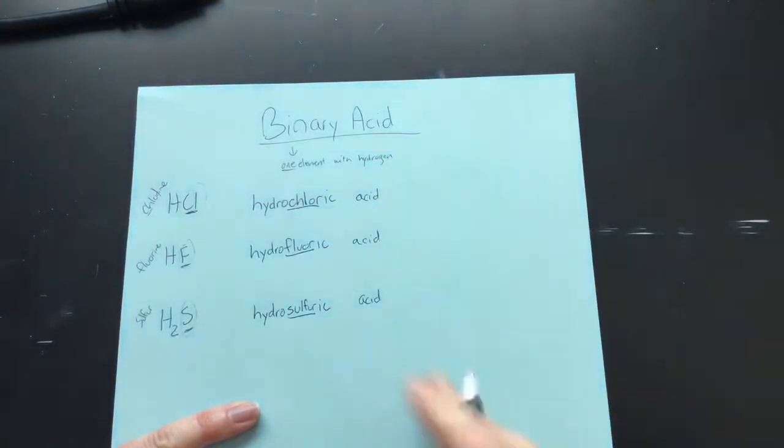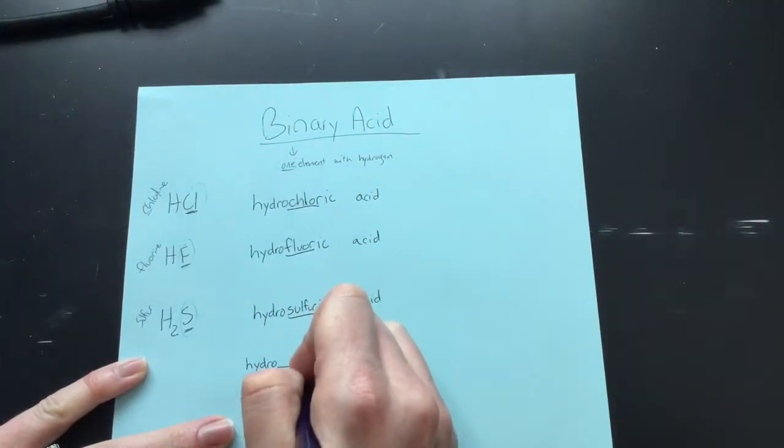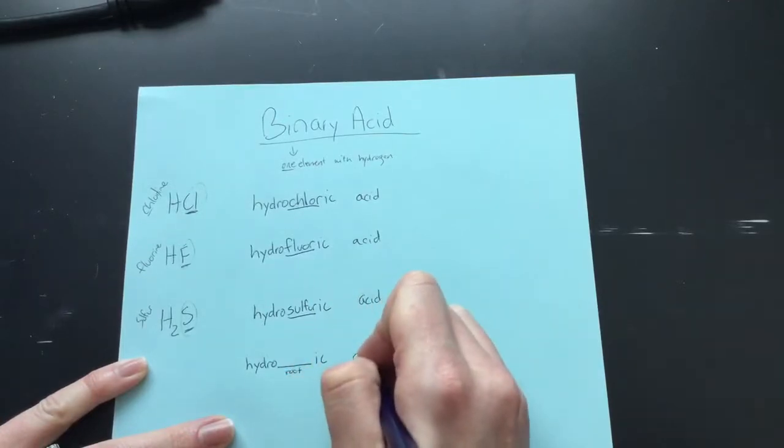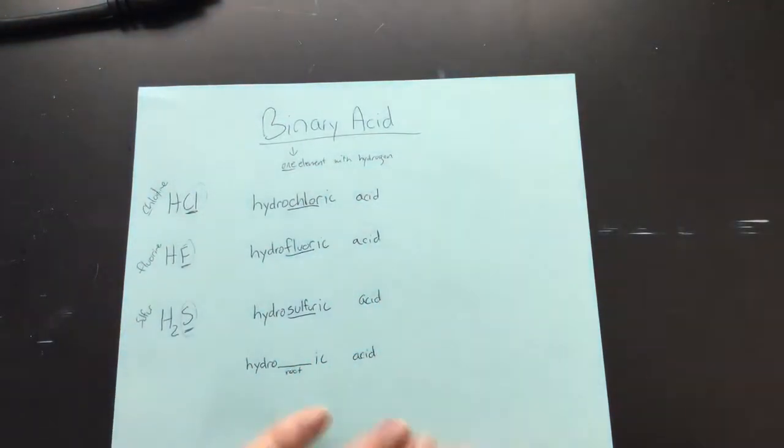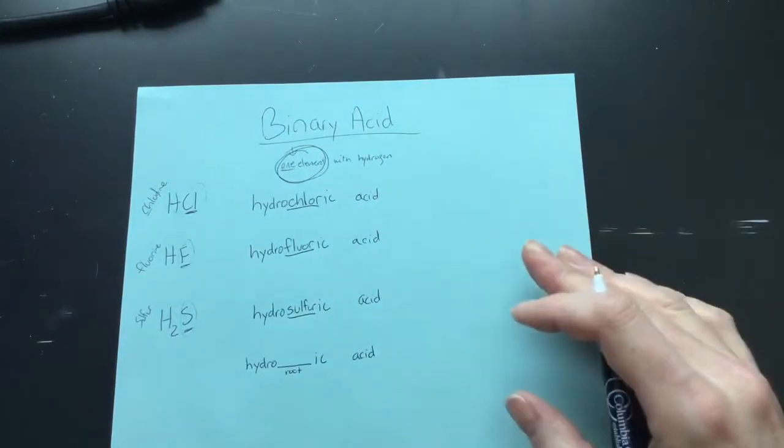So to summarize here, what I've done is I've taken the hydro, I put in the root, and I put ic at the end, and then acid. Now remember, this is for one element. If it's got two things stuck to it, this is not the pattern you follow.